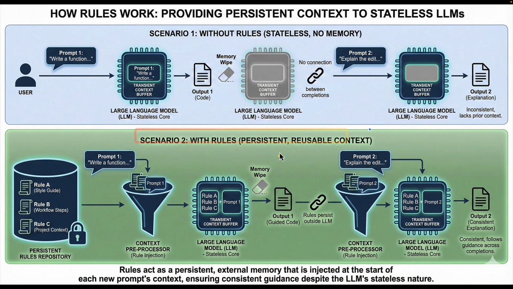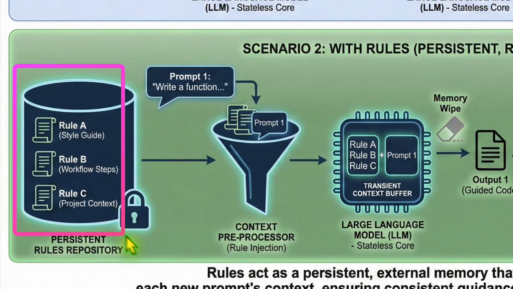Now, let's look at scenario 2, which is this one here. And this is how we solve the memory problem using rules. On the far left, we have a new component, which is the persistent rules repository. This means it contains a list of rules. So think of this like a secure filing cabinet that sits outside the AI. It holds reusable instructions like style guide, workflow steps or project context, rules A, B, and C.